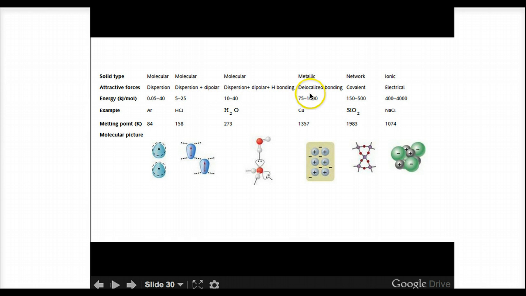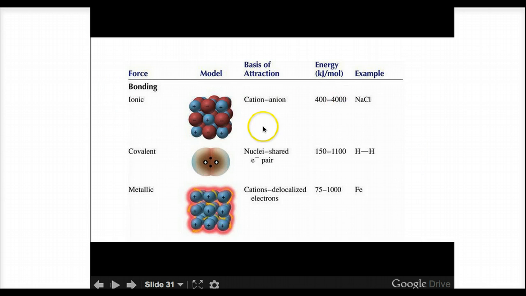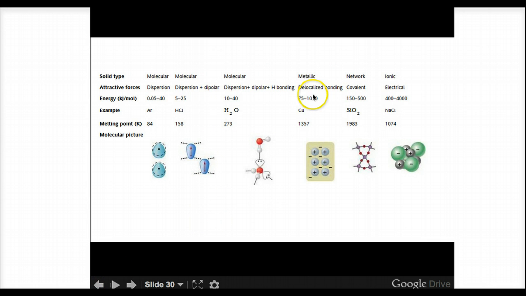Metallic bonding. These are called delocalized bonding. We've talked about that, but they have much stronger energies. These are actually bonds, so they're much greater in force than any of the attractive forces. Copper is an example. Its melting point is very high. The sea of mobile electrons. We'll talk more about that in another lecture.